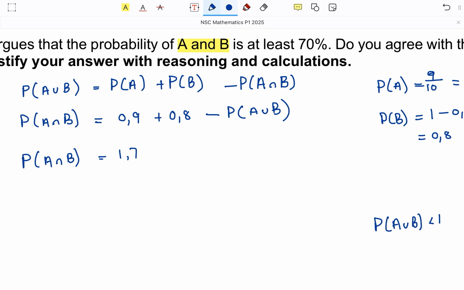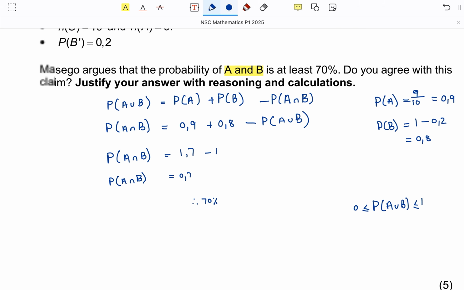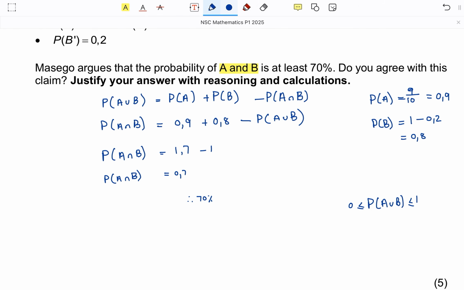would lie between a minimum of 0 and a maximum of 1. So the probability of either one of the events that might happen could be 0 or it could be a maximum of 1. So if I now subtract the maximum of 1, then it leaves me with 0.7, which is also the same as 70% if I multiply that by 100. So therefore, his estimate or the probability is correct. And yes, we do agree with him for this question.